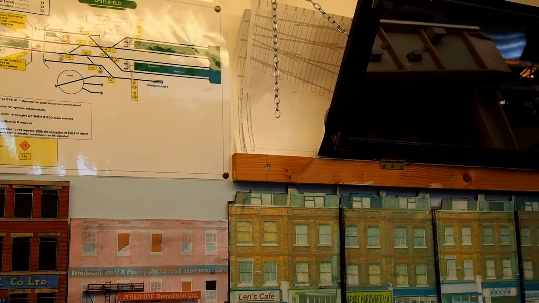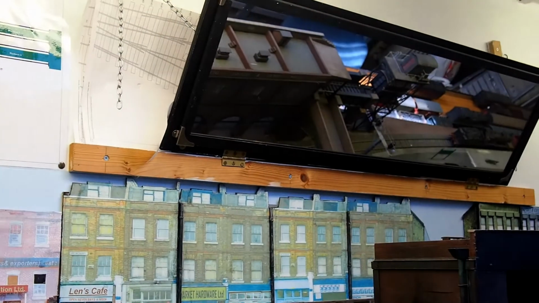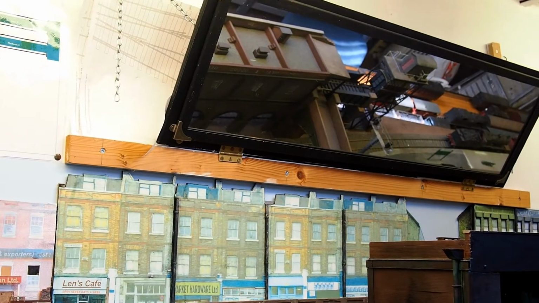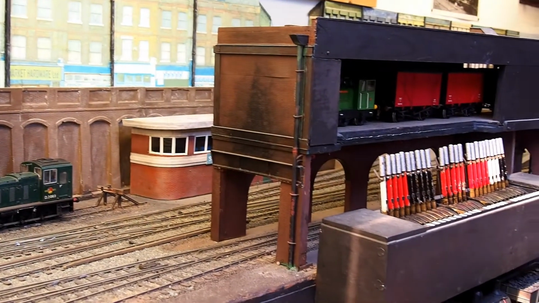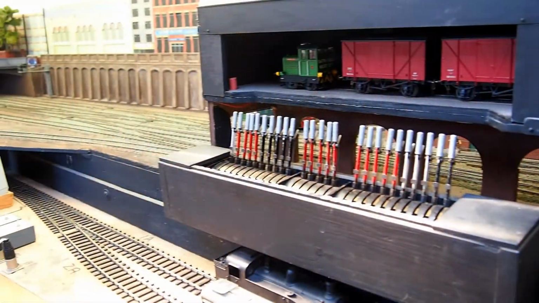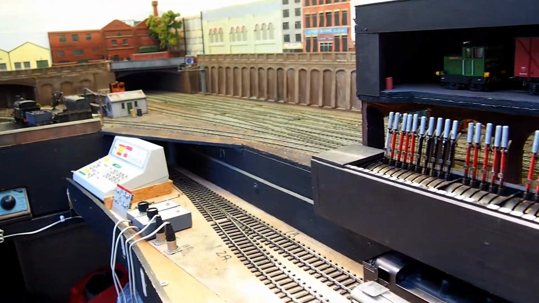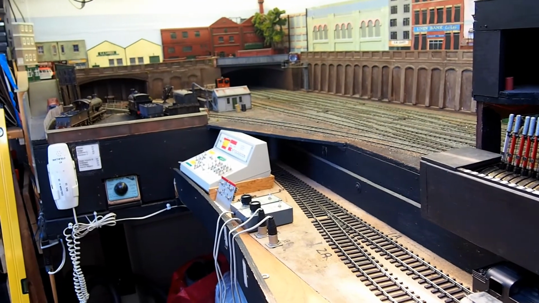Above the layout, as well as the clock and the signalling diagram, there is also a mirror to assist the drivers in seeing trains behind the meat warehouse. This also conceals the lever frame, which consists of levers that operate on small microswitches.